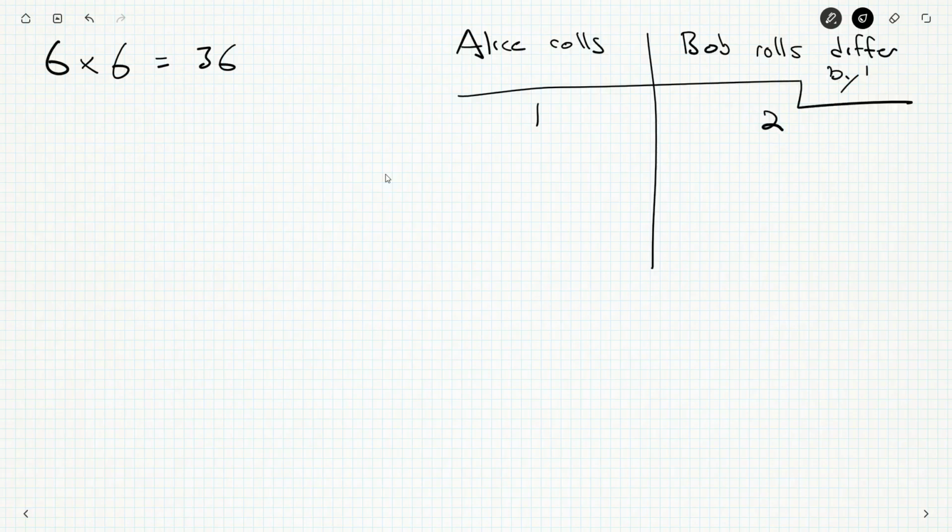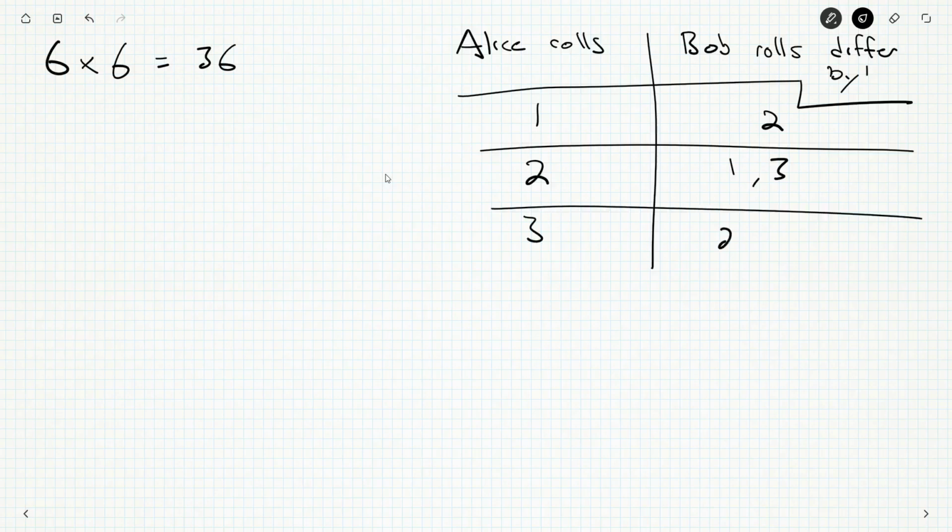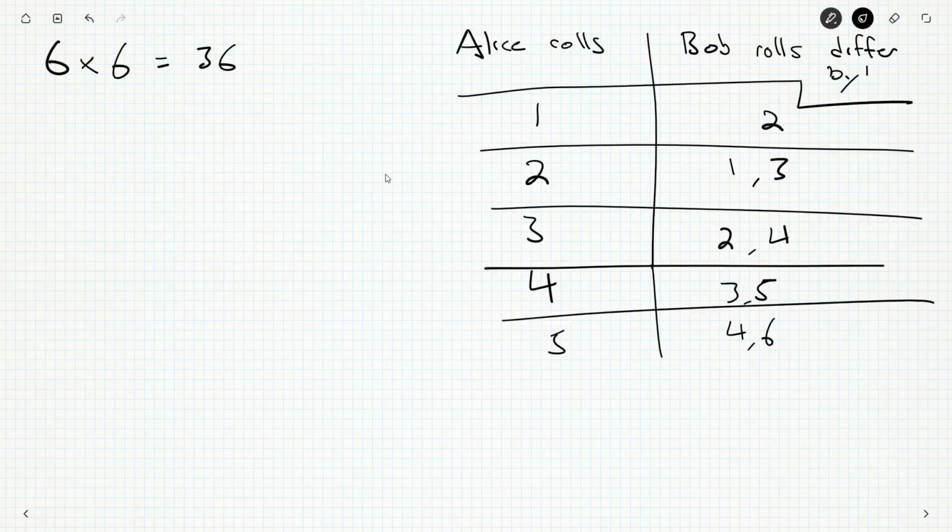I mean, in theory, 0 differs from 1 by 1, but you can't roll a 0 on a standard 6-sided die. Okay. Alice rolls a 2, then Bob could roll a 1 or a 3, and Alice would still win. If Alice rolls a 3, then a 2 and a 4 would do it. She rolls a 4, a 5, a 3 and a 5 would do it. And a 4 and a 6, if Alice rolls a 5. And if Alice rolls a 6, well, there's no 7, but Bob could still roll a 5.